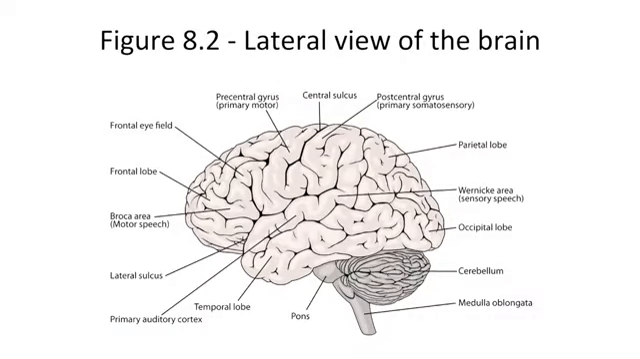This is figure 8.2, which again is a lateral view of the brain. And as we discussed in section 1 of this chapter, Wernicke's area is right here, and recall that this is the superior temporal gyrus.